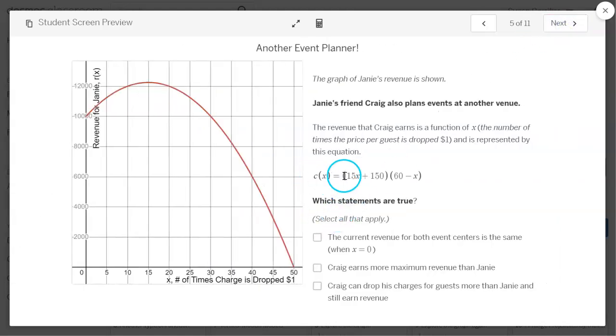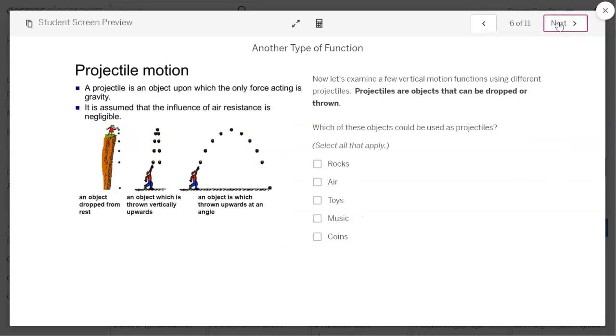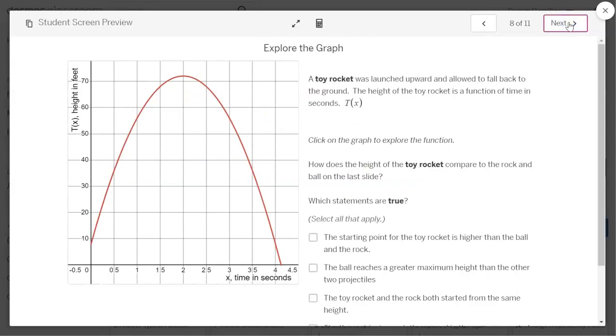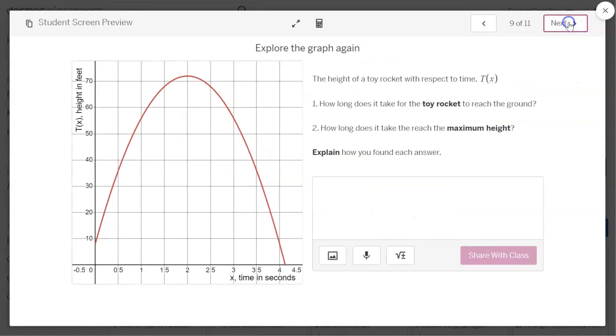So this is where you're comparing one equation with a graph of two different functions and answering questions about it. Here we review projectile motion and talk about what might be a projectile. So we're just reviewing. On this screen you're looking at a vertical motion model, but one of the models is given as an equation and the other is given in a table, and students are asked to compare those. In this one they're looking at just the graph, and the same here on screen number 9.